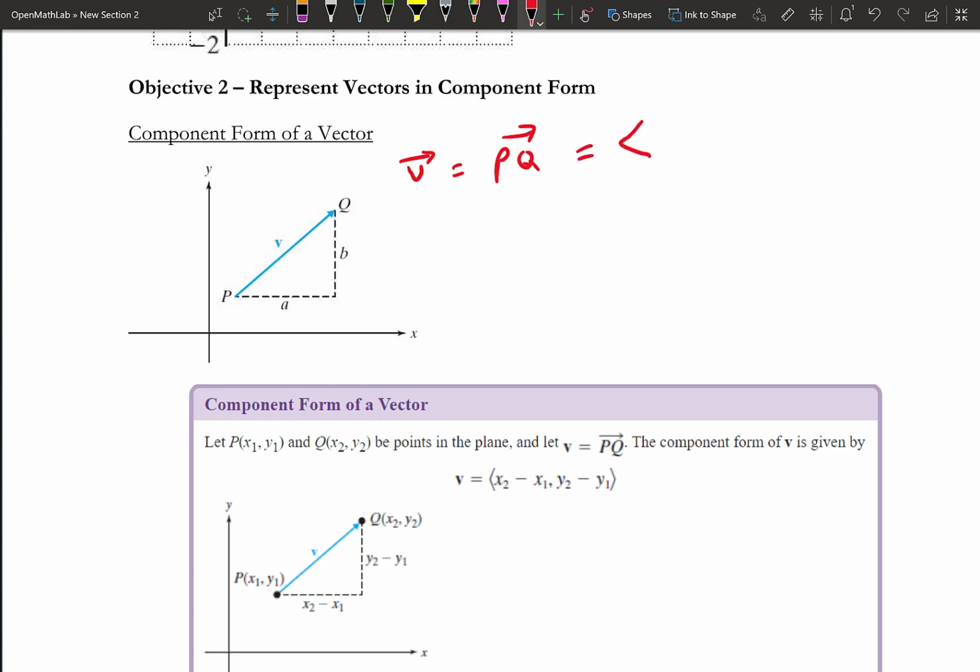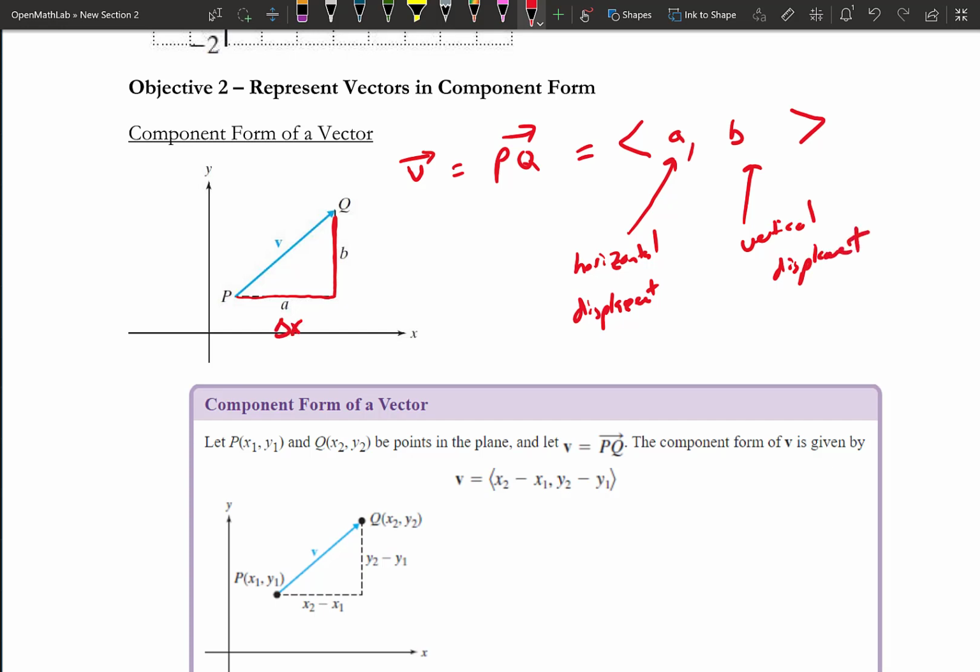So component form uses these braces. And what we write is the horizontal displacement. In other words, what's the length from here to here? That's a units. And then what's the vertical displacement? We're looking for this length, and that's b units. So a is the horizontal displacement, and b is the vertical displacement.